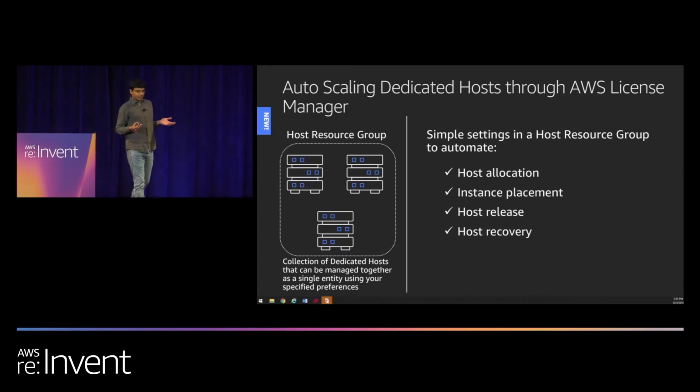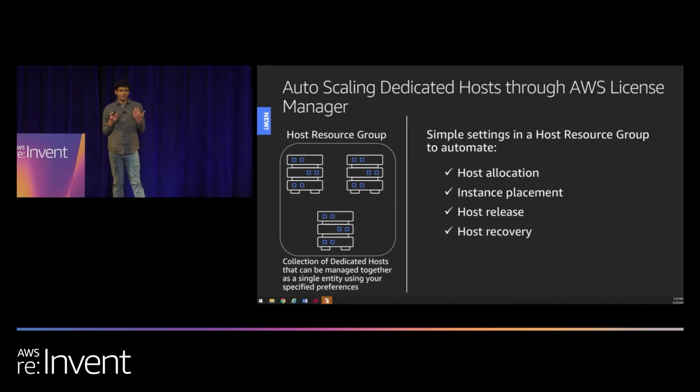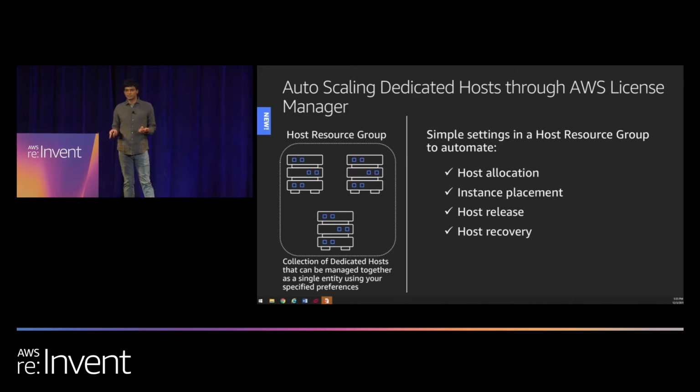So it's a collection of dedicated hosts, and you create a host resource group, and then you end up allocating some settings, for example, what the host allocation policy is going to be, what the host release policy is going to be, and what should happen if a dedicated host fails, the auto recovery functionality of it. So once you've configured this host resource group, this is what you end up specifying in the launch template as well. What else does this capability come with?